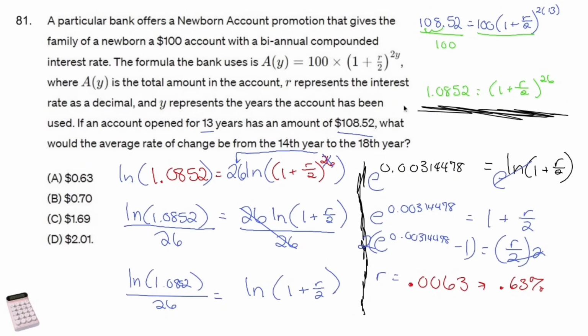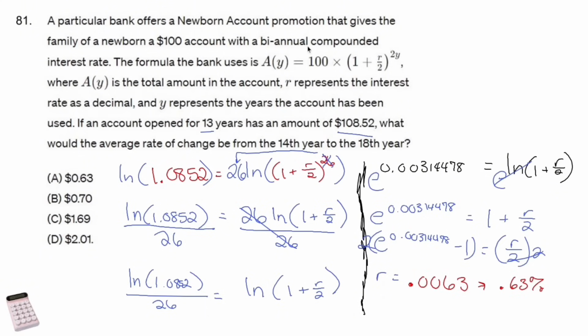Now, this is what I have to do. Now that I know that r is this, I'm not even done. I have to run to my calculator. Let me get rid of this mess up here, and let me use this equation in my calculator. 100 times 1 plus 0.0063 over 2 to the 2y. We're going to use that to find the average rate of change from the 14th year to the 18th year, so I don't have to go back and forth a ton of times.